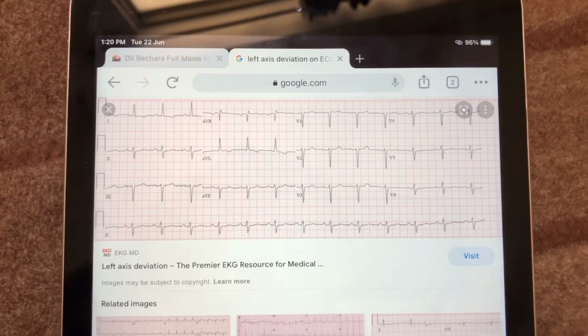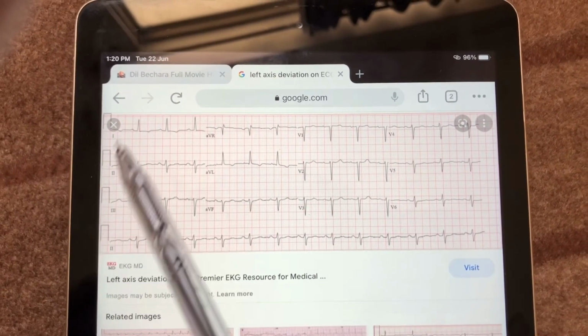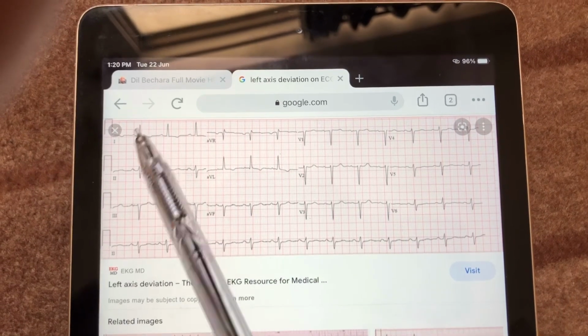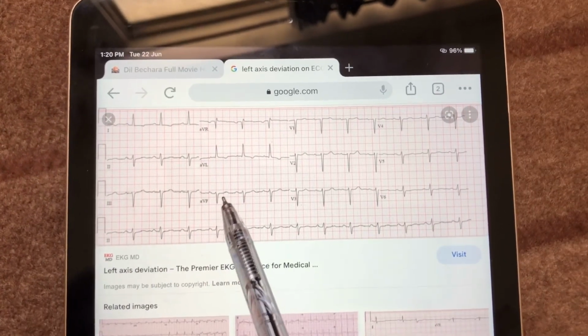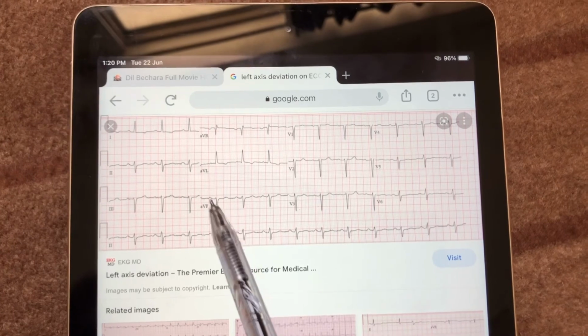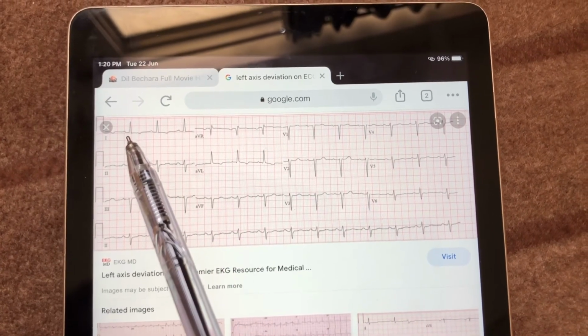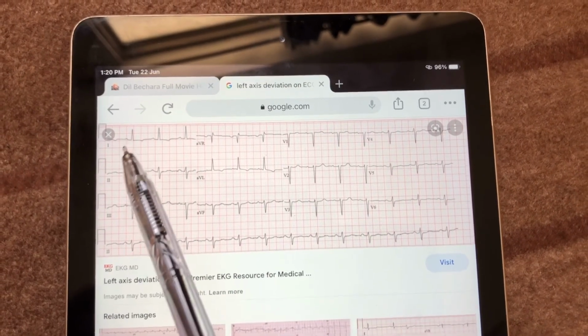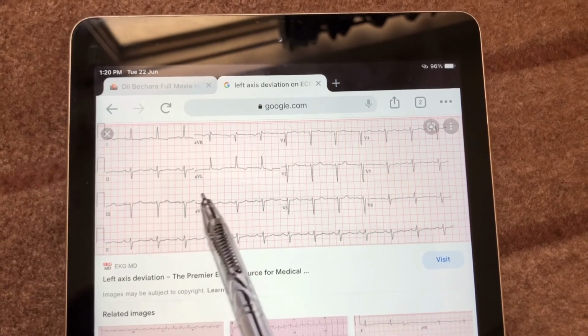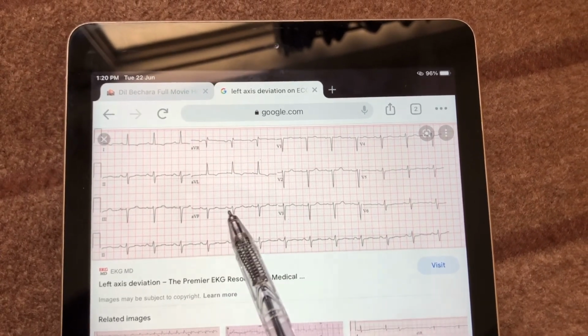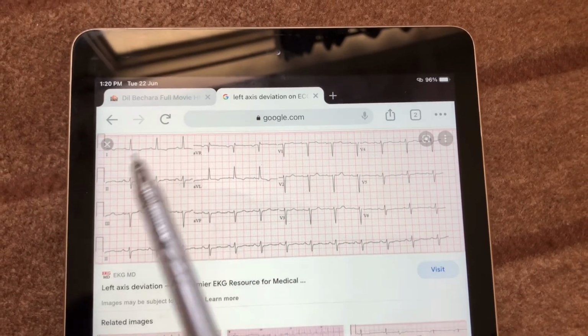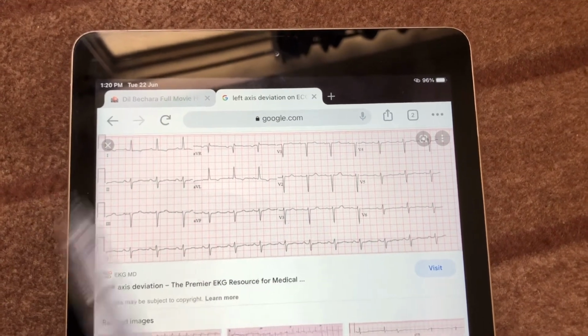Look at this ECG now. Lead number 1 deflection is upward, or positive deflection, and AVF is downward. It means that the action potential is going toward lead number 1, which means the left ventricle, and going away from the right ventricle. It means left axis deviation.